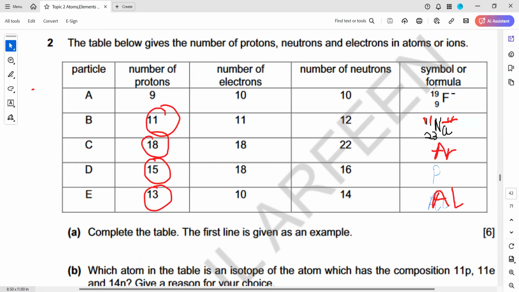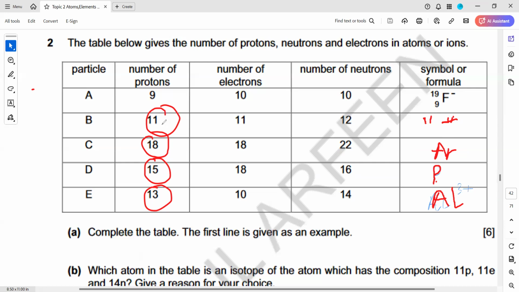Now in this one, you can see the nucleon number is given at the top and the proton number is at the bottom. So you have to follow the same trend. Some questions give you the nucleon number at the bottom and the proton number at the top. But here, you have the nucleon number on the top. Nucleon number is the sum of proton and neutron.